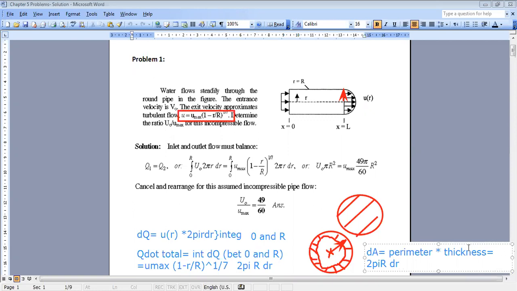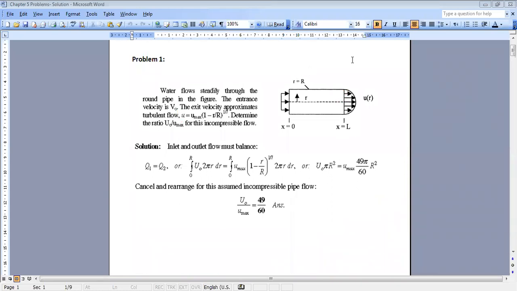This is why your elementary area is 2 pi r dr. And why did we select this elementary area? Because at any point of this area, I will have the same velocity ur. Is this clear now? Okay, so let us continue. Now, this is your equation, you end up with the following equation.